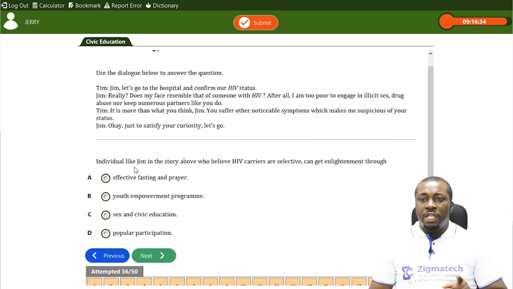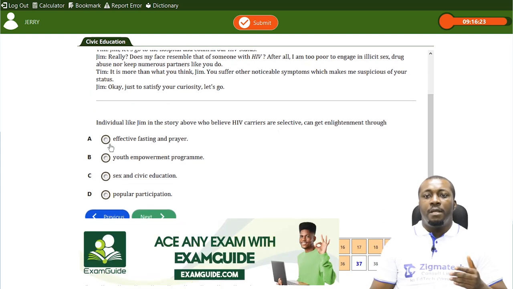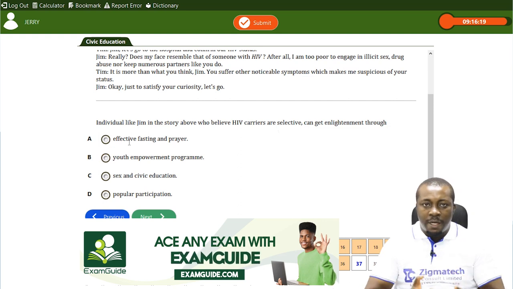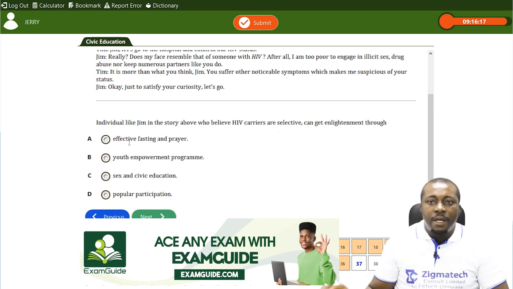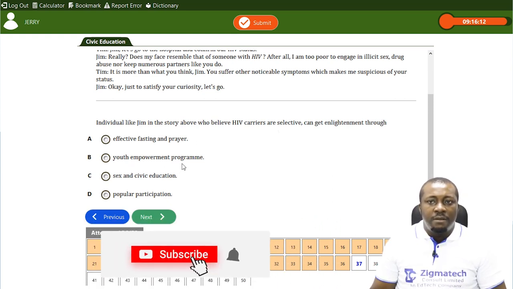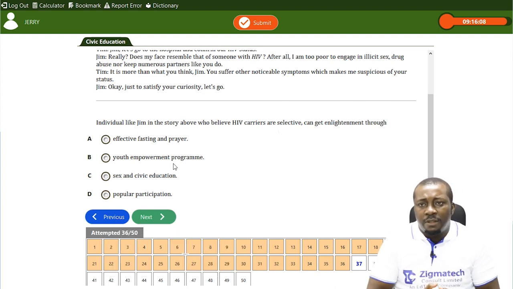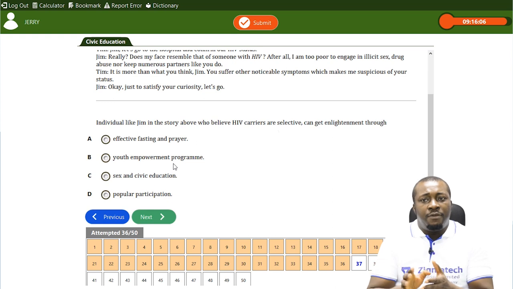Now, an individual like Jim in the story above, who believes HIV carriers are selective, can get enlightened through what? How do we enlighten him? A, is it effective fasting and prayer? No, that one is prayer. Of course, it's not enlightening him. B says youth empowerment program. Of course, a youth empowerment program is about equipping one with skills, so it's not really how you can address the problem of enlightening him.